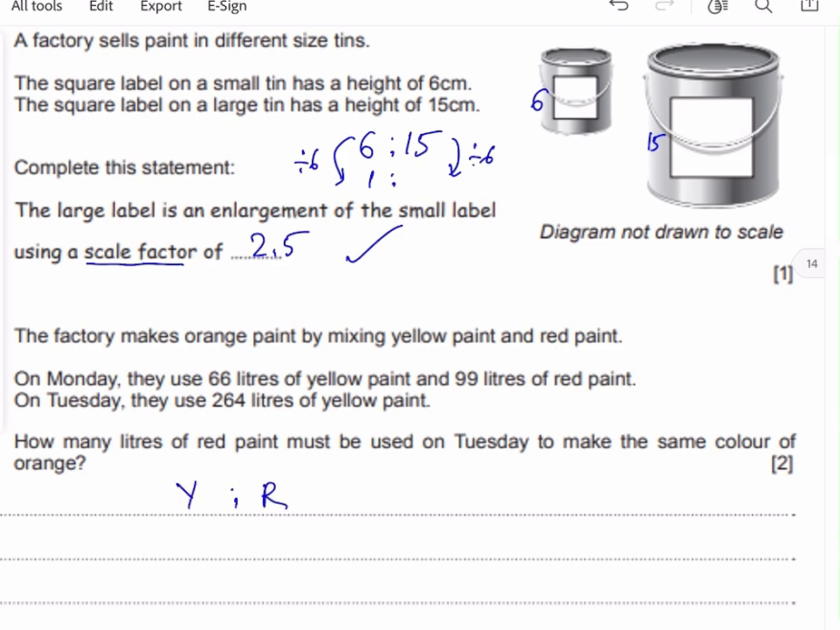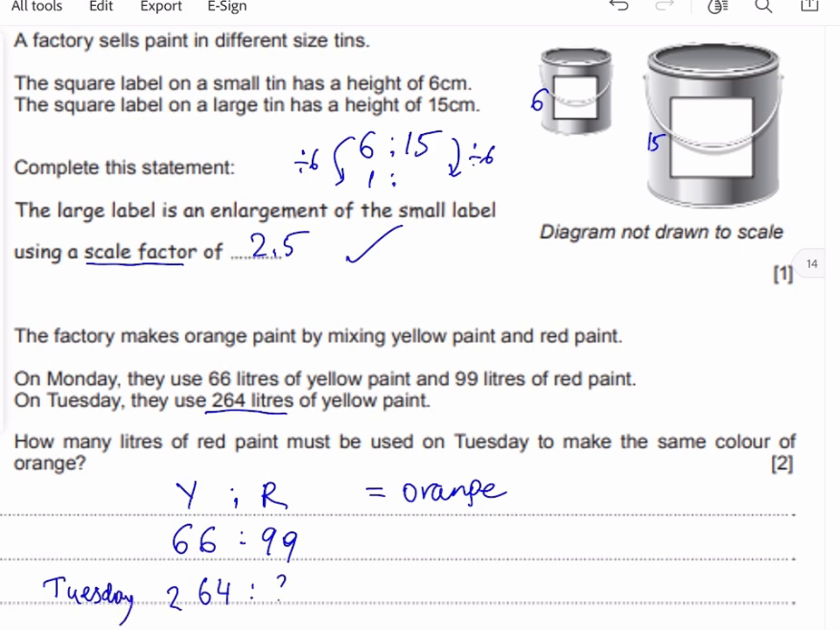The factory makes orange paint by mixing yellow and red paints. On Monday, they use 66 liters of yellow paint and 99 liters of red paint. On Tuesday, they use 264 liters of yellow paint. So how many liters of red paint was used on Tuesday? This is a question on equivalent ratios. So the second ratio will be 264 to something. That's what we need to find, the amount of red paint.